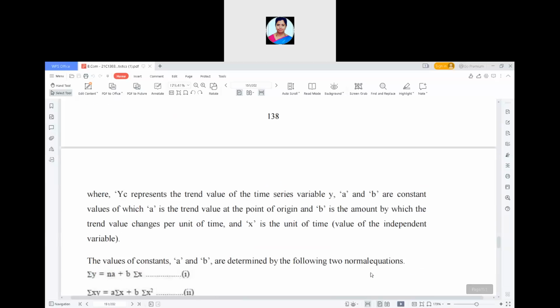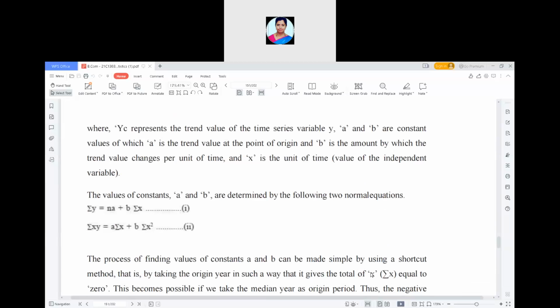Now what do we mean by this a and b? In the equation we have noted yc equal to a plus bx. So what is this a and what is this b? The values of the constants a and b are determined by the normal equations. Summation y is equal to na plus b summation x, and summation xy is equal to a into summation x plus b into summation x square.